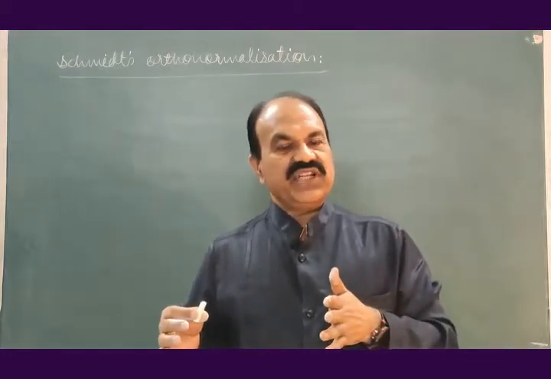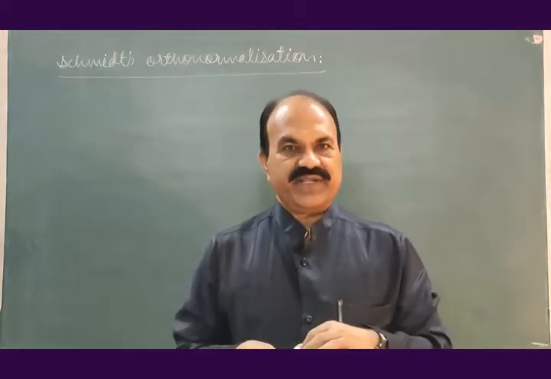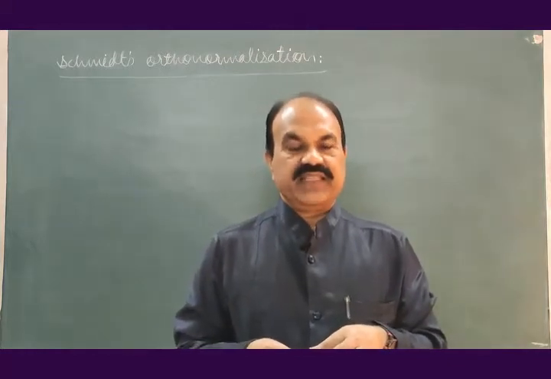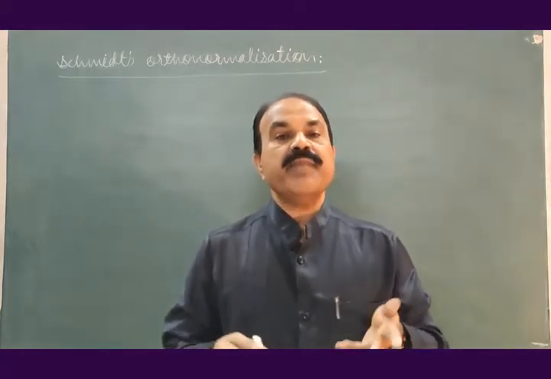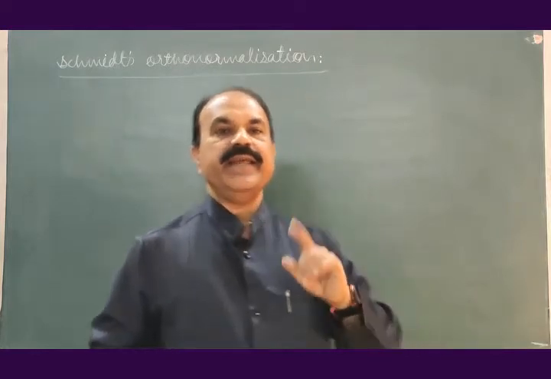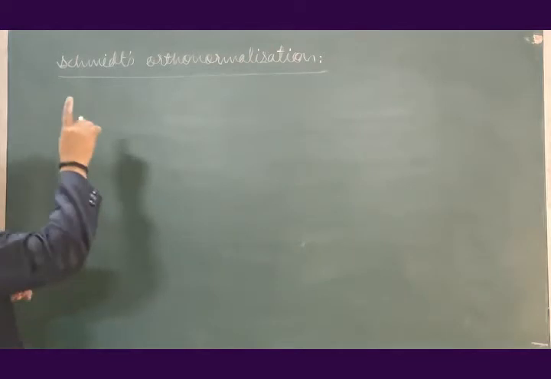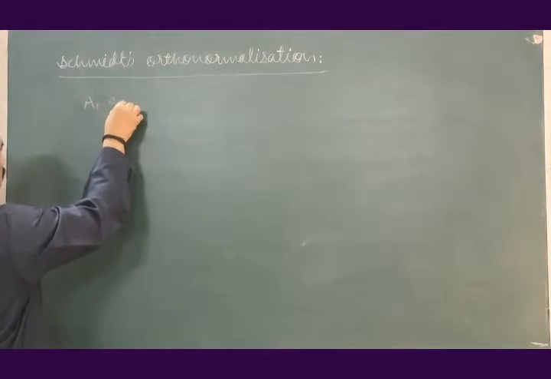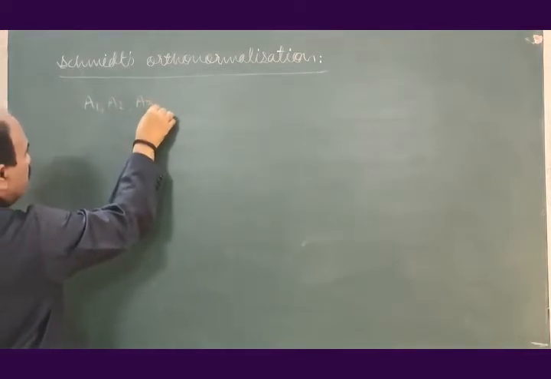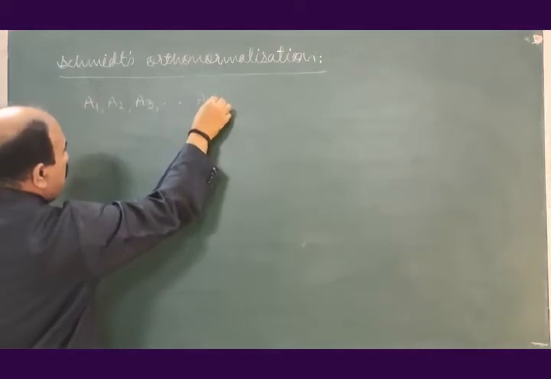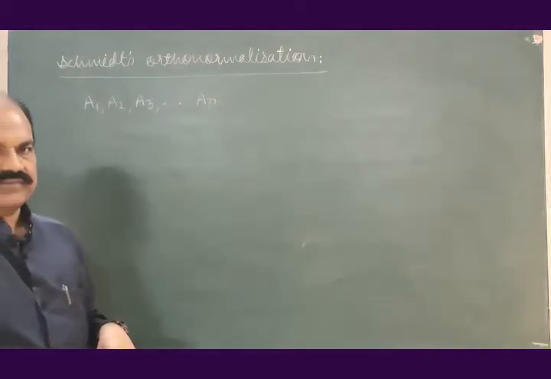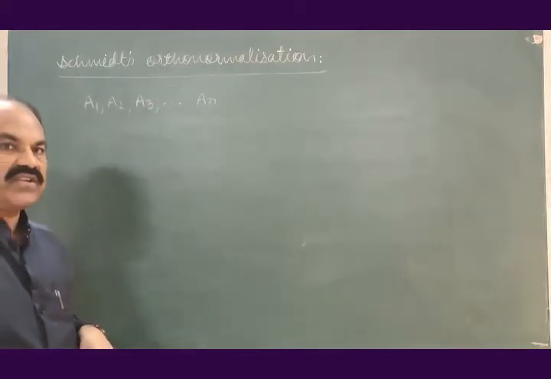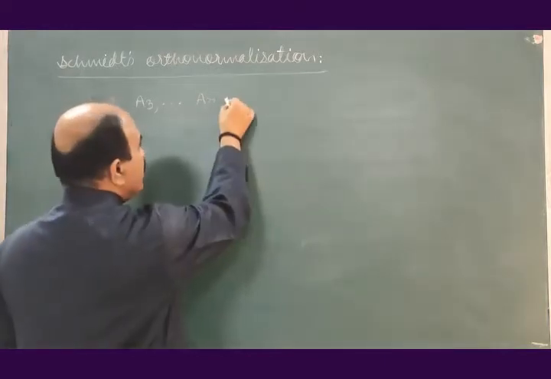I am considering here n-dimensional space. As I am considering n-dimensional space, there will be n number of linearly independent vectors. So, in this n-dimensional space, I will have A1, A2, A3, etc. up to An, n number of vectors, and these n vectors are linearly independent of each other.